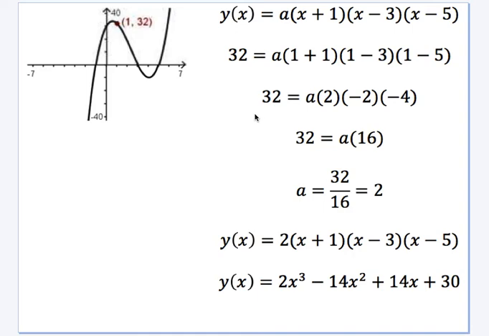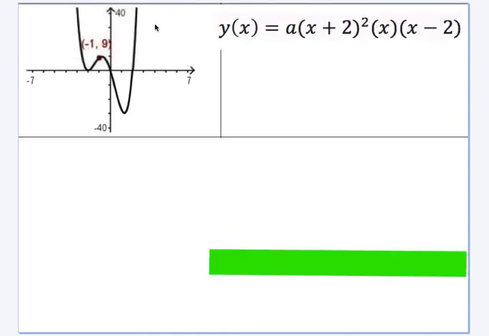One more example. Okay, here's one, and I showed you how to set up the factored terms. You have an x-intercept here at -2. You have an x-intercept at 0 and an x-intercept at +2. Notice that with this x-intercept, I'm going to change my color and make this bigger.